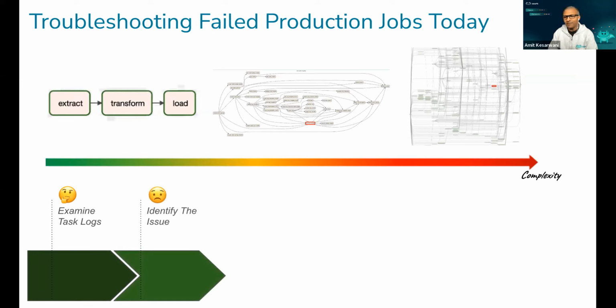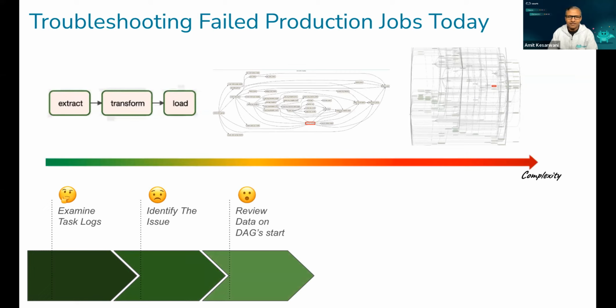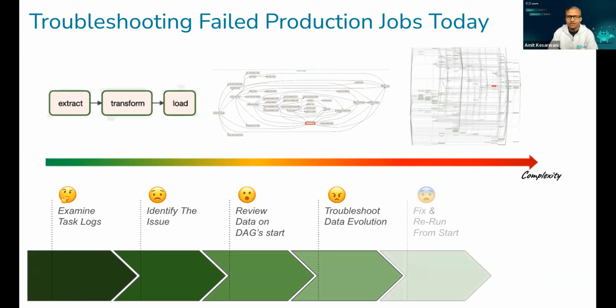Is it a data issue? It's a program issue. And then you start looking at reviewing all the data in the DAG, and also check the DAG, whether the DAG programs are fine or not, and then try to troubleshoot. And the challenge is that data is evolving from one step, one task to another task within the DAG, so it becomes very challenging to troubleshoot.